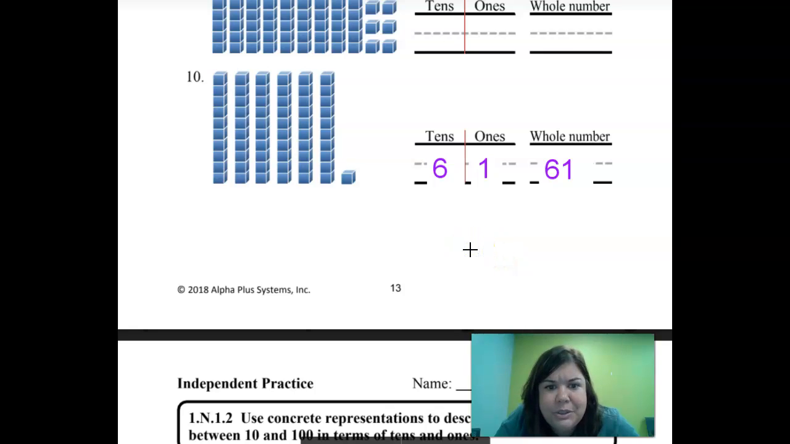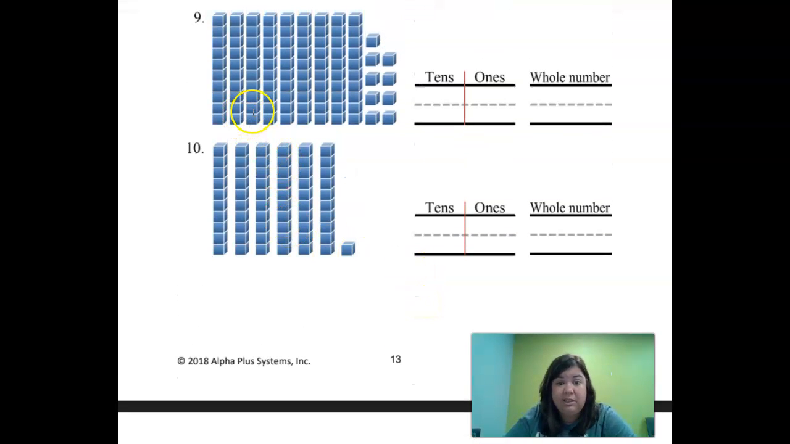Okay. I know you're going to do great on your practices. Just make sure you double count, especially when it's a lot of them like this, because it's easy to get them wrong when we have a ton of them if we don't double count. So you always want to double count to check your answer, okay?